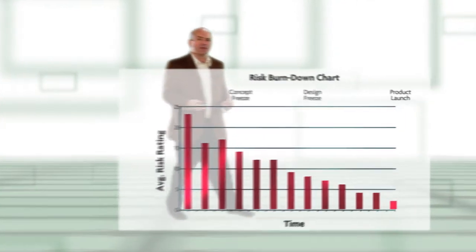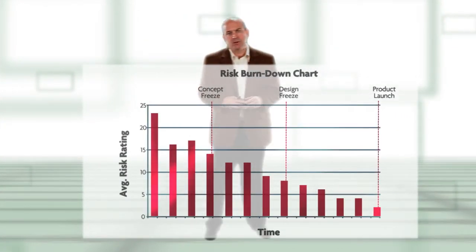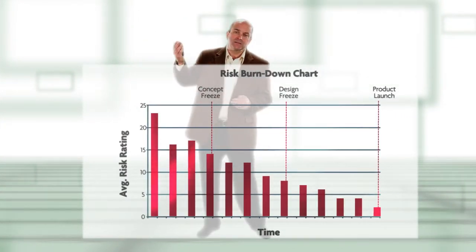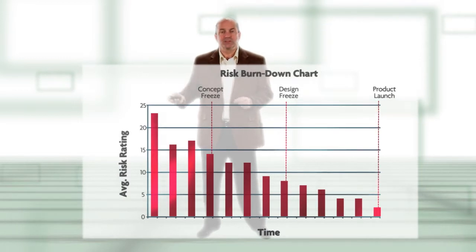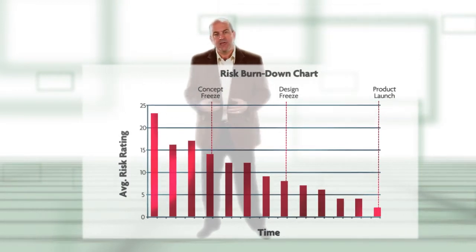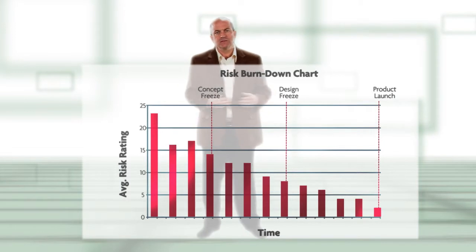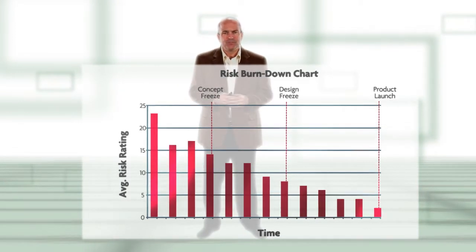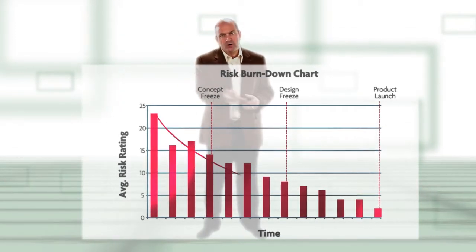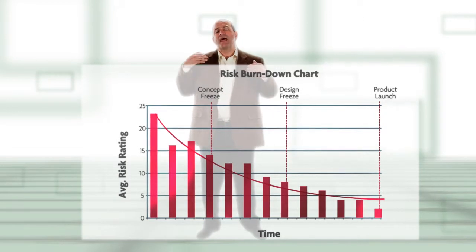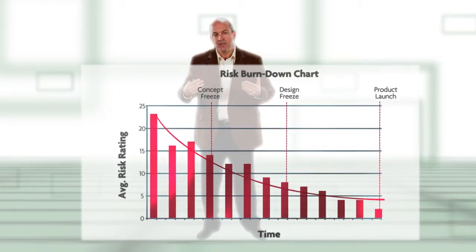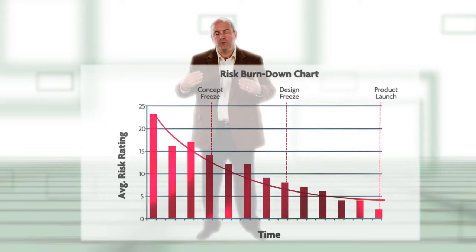So once again, we see our risk management graph. The vertical axis represents the average risk rating for all the risks together. The horizontal axis represents time. The curved exponential curve in the center represents our expectations of the risk and how we want risk to be decreased with time.